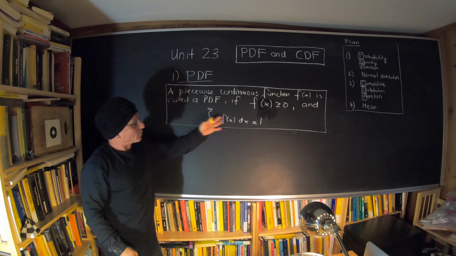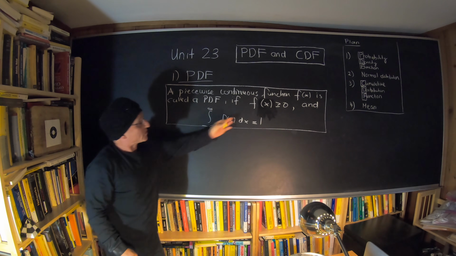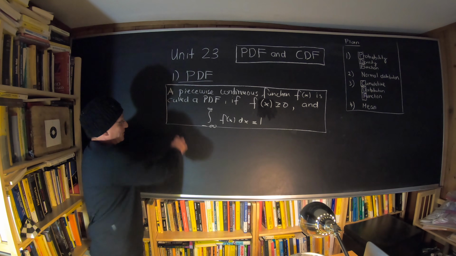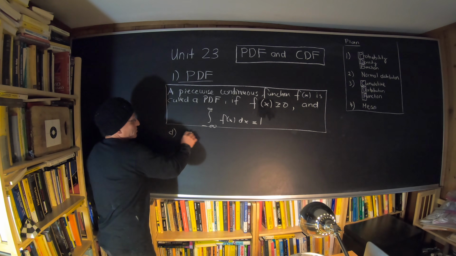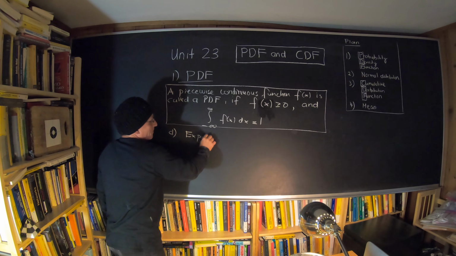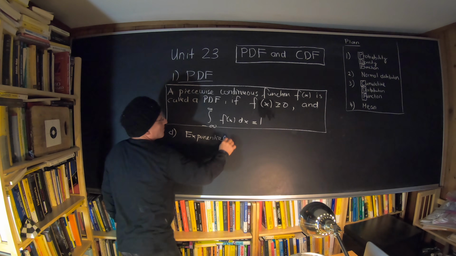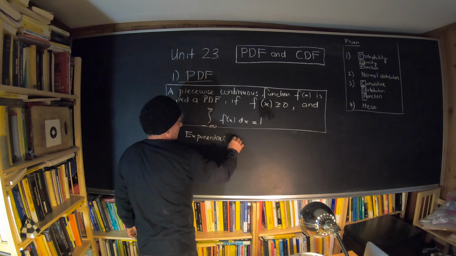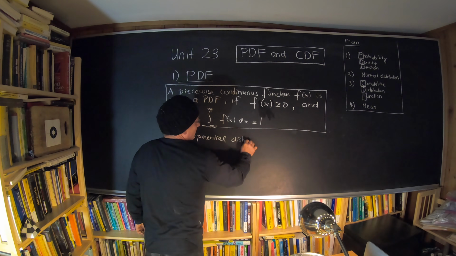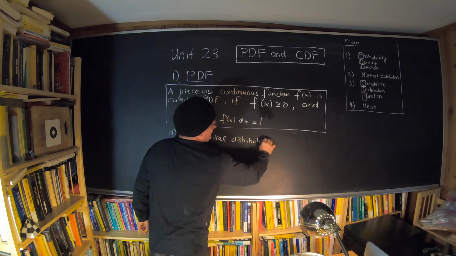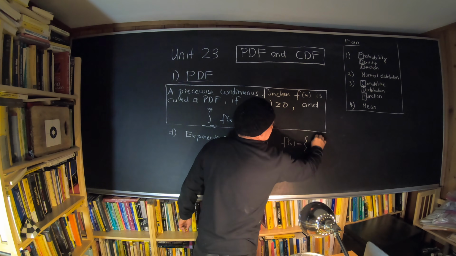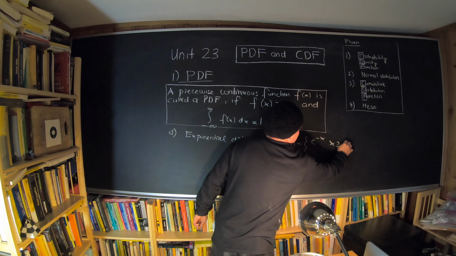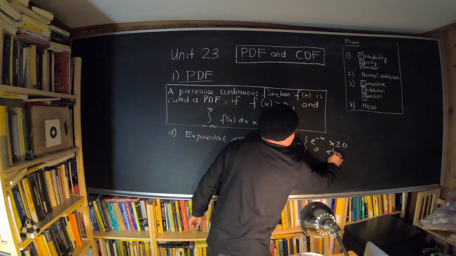So this is a total probability. We will just see examples. And the first example which I want to tell you about is the exponential distribution. And so what we take is f of x is equal to e to the minus x if x is bigger or equal to 0 and 0 else.